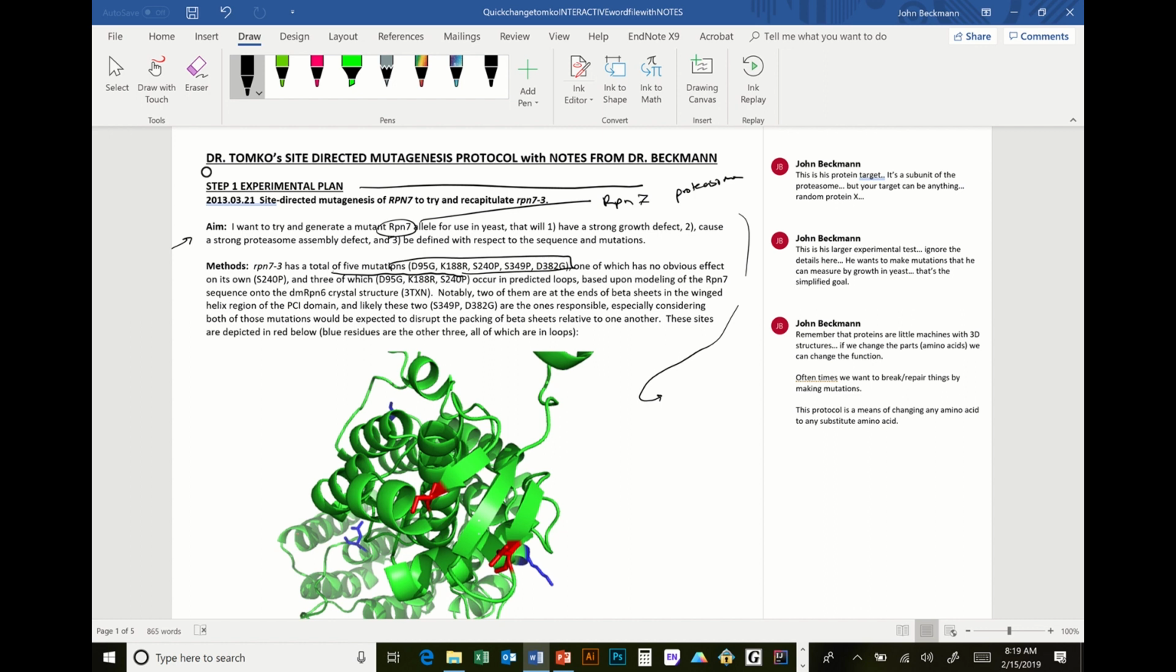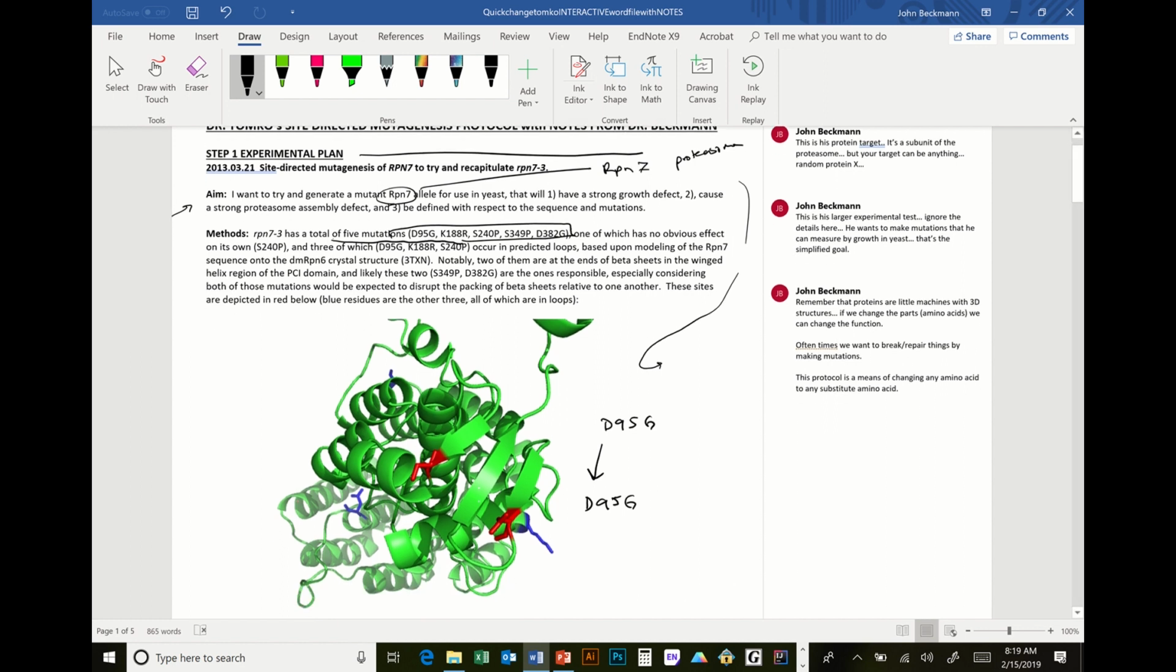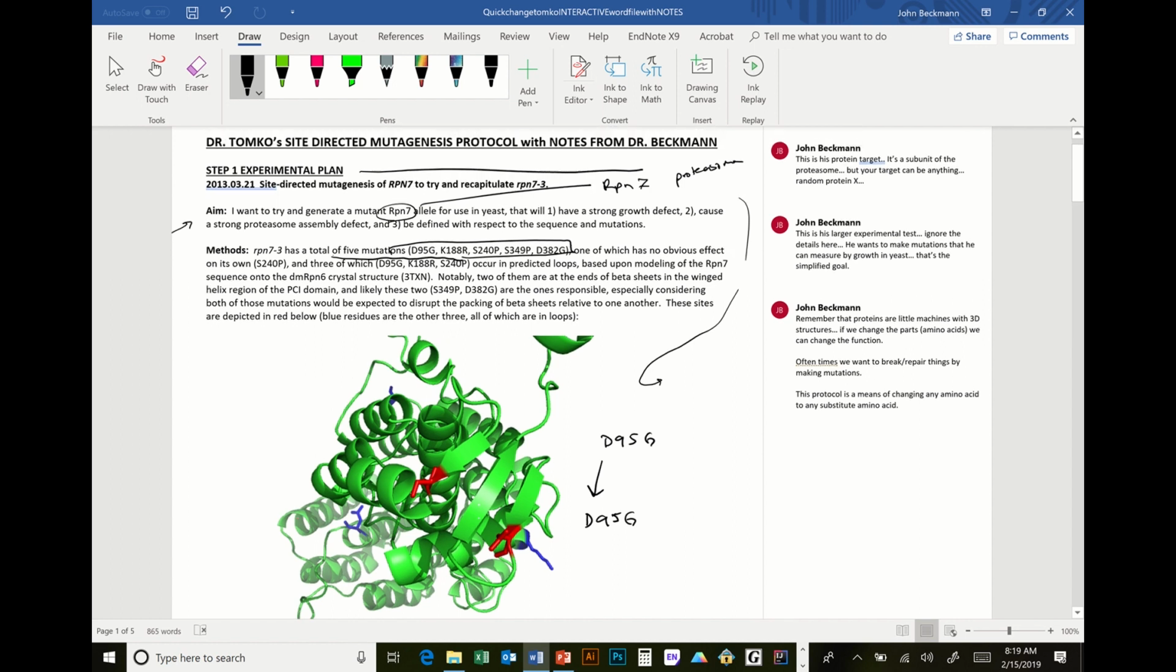And we talked about how to know, if you ever see an amino acid, number, amino acid like this, D95G, that means he took a D at position 95 and changed it to a glycine. So that's how you annotate mutations that you've made. So he's just walking you through. He's got his target, and his target is going to be RPN7. It's a subunit of the proteasome. I already talked about that.